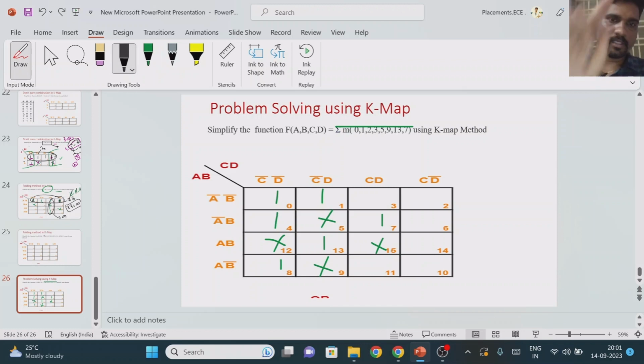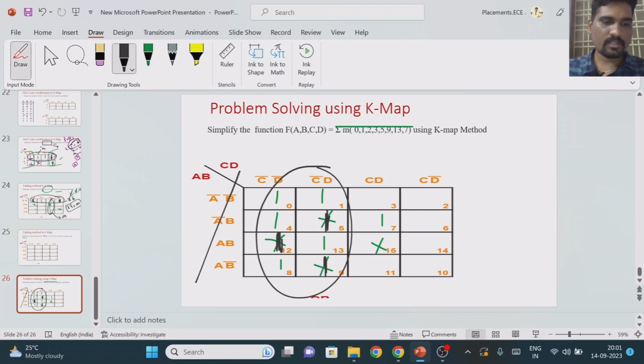So in that case we need to consider this as the 1, this as the 1, this also as the 1. Now what is the answer? If you group like this, all these things will get cancelled, right? Now what is the combination? D bar will get cancelled, so the answer is C bar. For this product term, what is the answer? C bar. Now see what is the leftover one, guys?